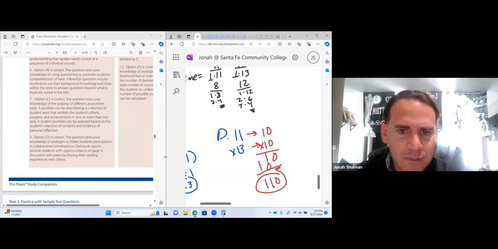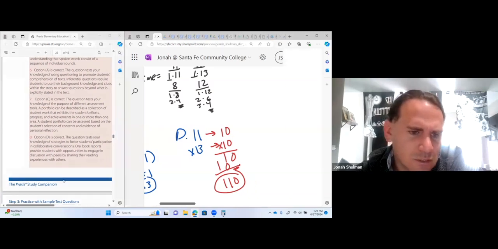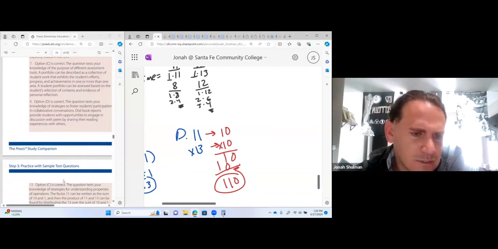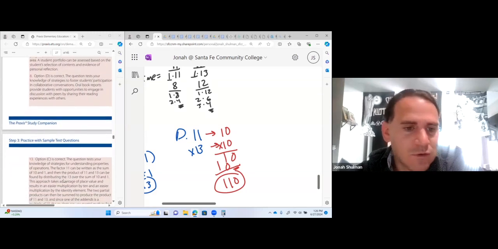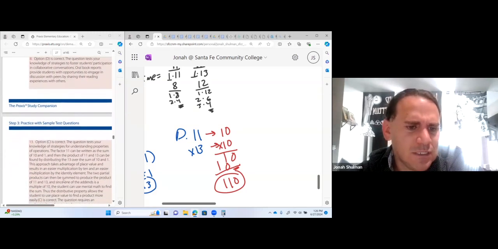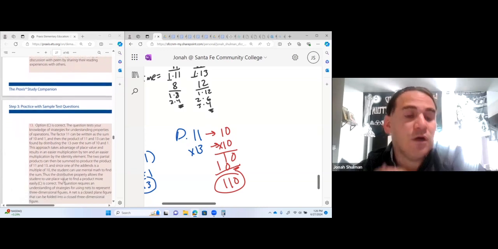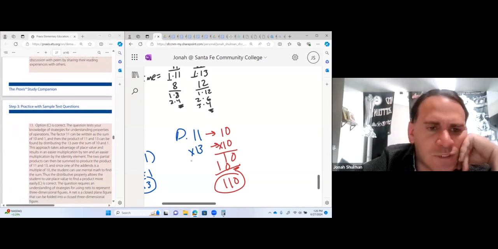I want to not be able to see the other answers. 13 is C. Wow, okay. So I knew I was going to get one wrong eventually. So let's see what 13 has to say. It's really long. Okay, so option C is correct.